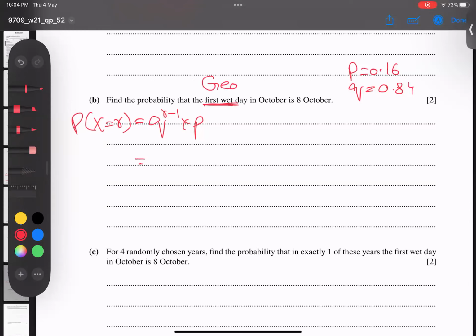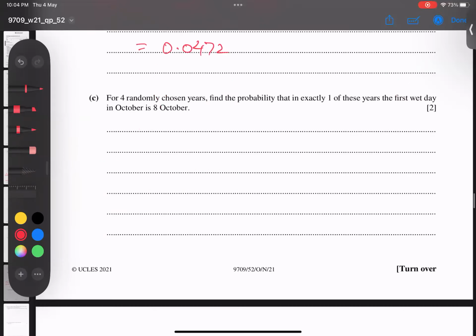So if X is equal to 8, then 0.84 to the power 8 minus 1, into 0.16. It means not the first day, not the second day, not the third day, but it happens on the 8th day. So it doesn't happen for 7 days, and then happens on the 8th. The answer, if you type it in the calculator, is 0.0472. I believe this part is also clear. Let's go for the next.